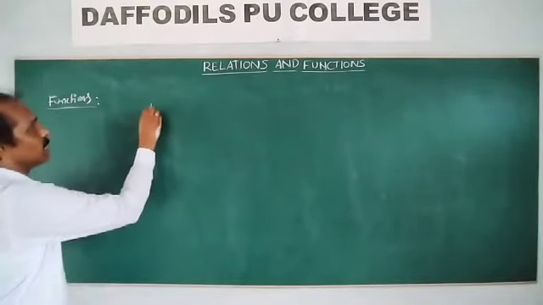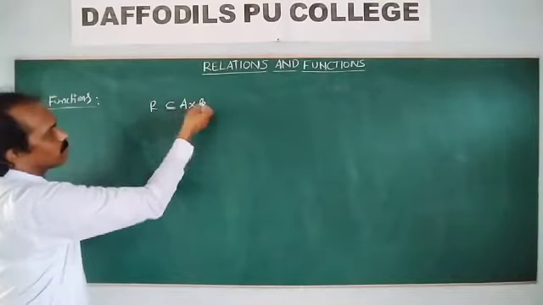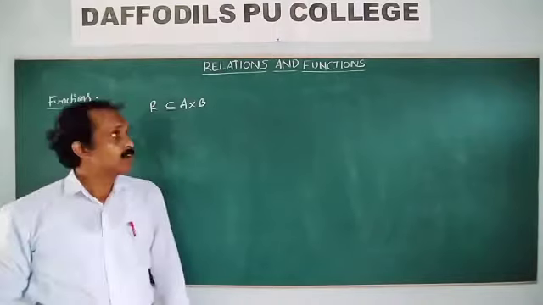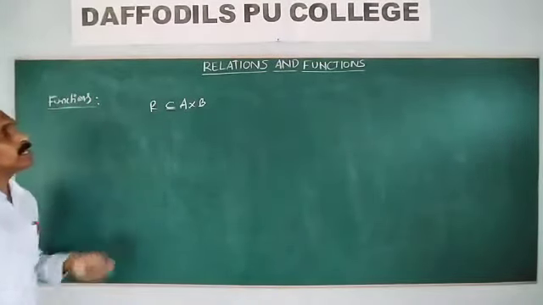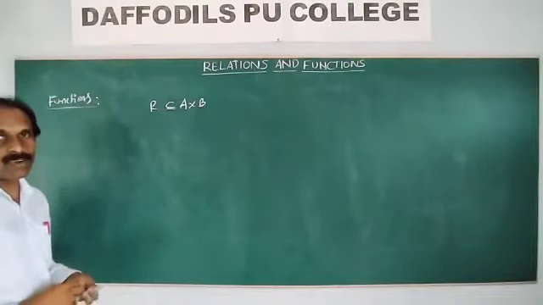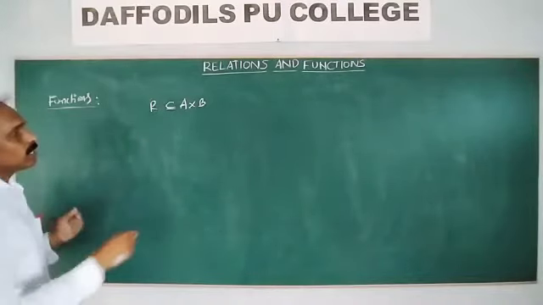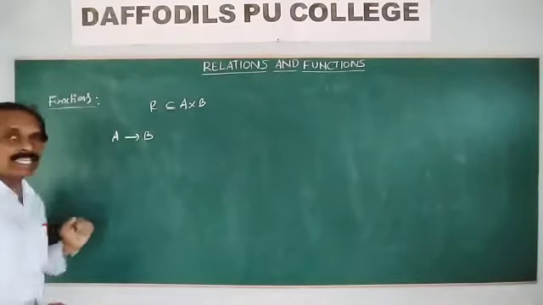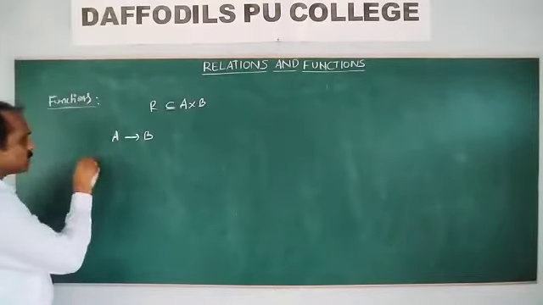A relation is a subset of the Cartesian product A cross B of two non-empty sets. Now the function is also derived from the relation. A relation from a non-empty set A to B is said to be a function when it satisfies a condition. What is the condition?